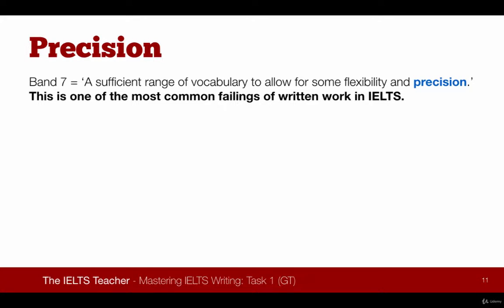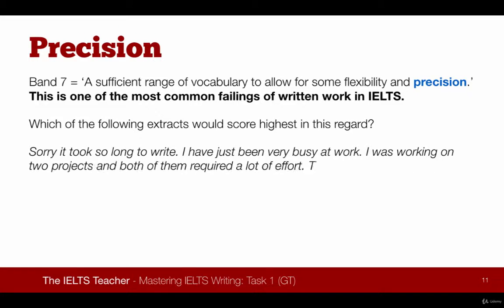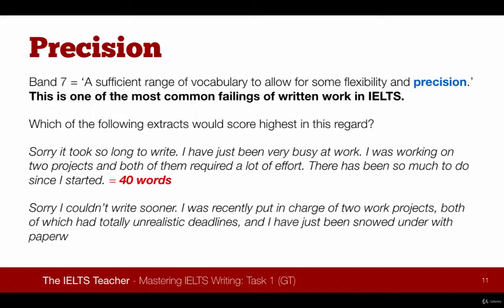A lot of people think about the range of vocabulary they use, but they don't necessarily think about how precise the vocabulary is. So we're going to have a look at a couple of examples, and I want you to think about which would score highest in this regard, in the regard of precise vocabulary. So we've got 2 here, and one has 40 words and one has 35 words. That could be an important thing to think about.